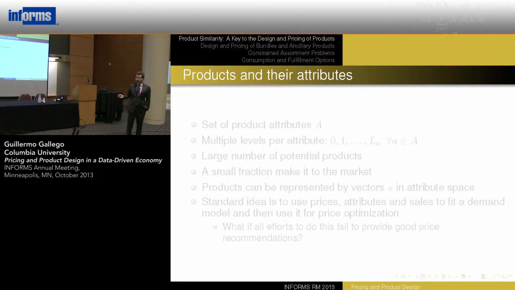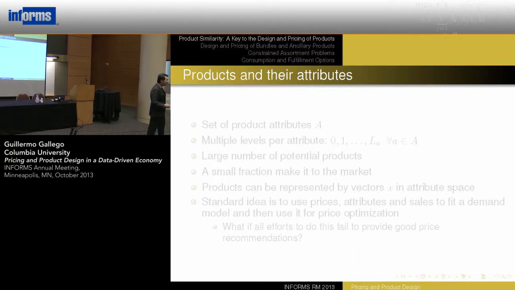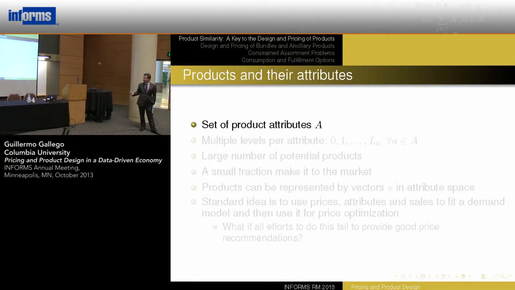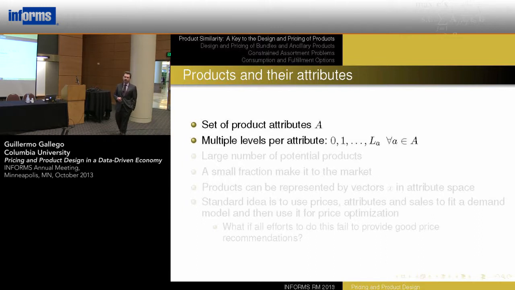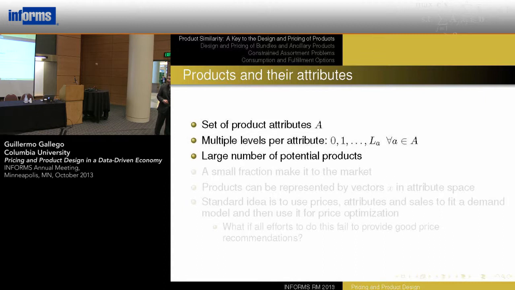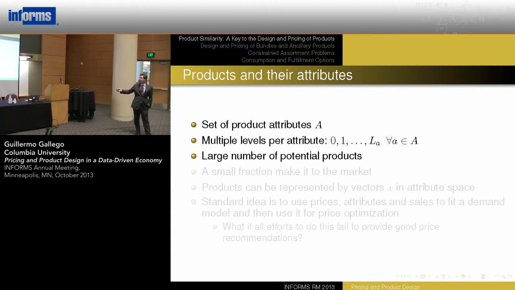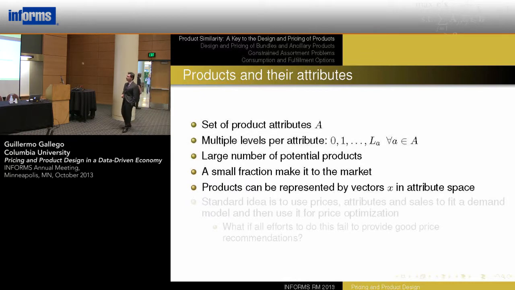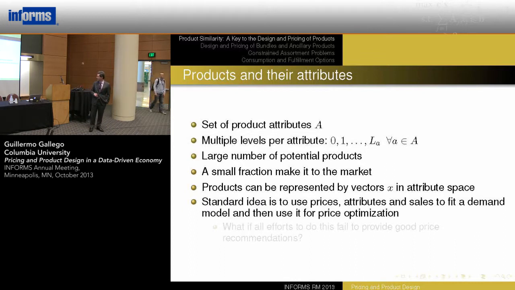If you look at products, they usually have a set of attributes, and for each attribute, you have a set of levels, and there are a large number of potential products. Presumably, you can have combinations in which each attribute takes each level, and so you have a very, very large number of potential products, but the number of products that you see in the market is usually a small fraction of the potential. Products can be represented by vectors in attribute space, and the standard idea is to use prices, attributes, and sales to fit a demand model, and then use it for price optimization.